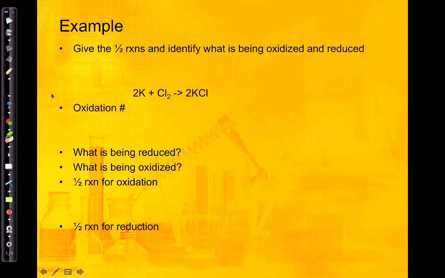So let's look at this particular reaction. I want to know what's being reduced, what's being oxidized. So the first thing you do is you determine the oxidation number for everything in the reaction. Okay, potassium is by itself here, so it's a 0. Chlorine is by itself, so it's a 0. So now I look at the compound. Chlorine is going to be -1. Potassium is +1. So if I look at this, potassium's oxidation number went from 0 to a +1. It went up. So that means that it's being oxidized. Chlorine went from a 0 to a -1, so the oxidation number went down. That means it's being reduced.